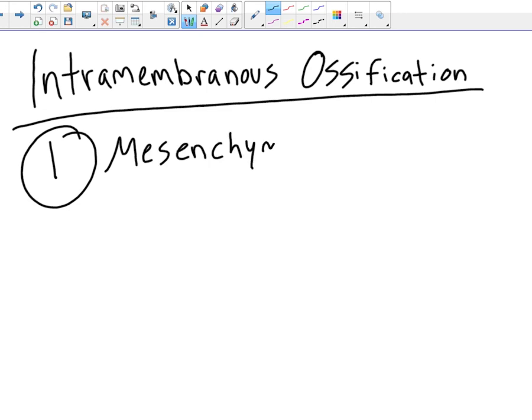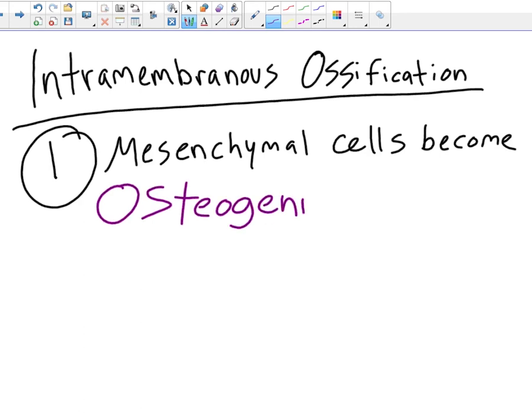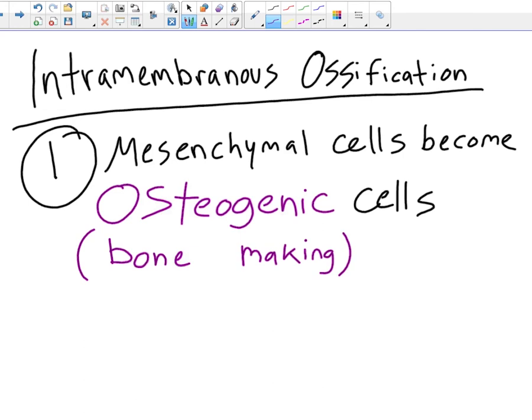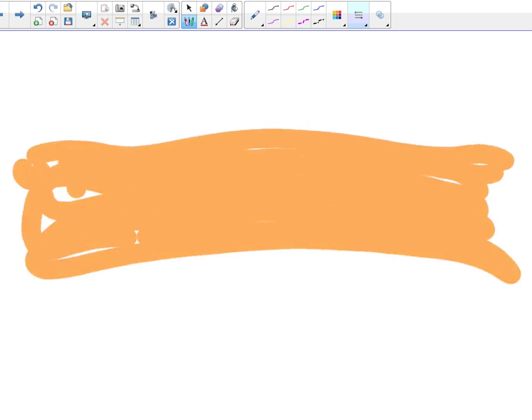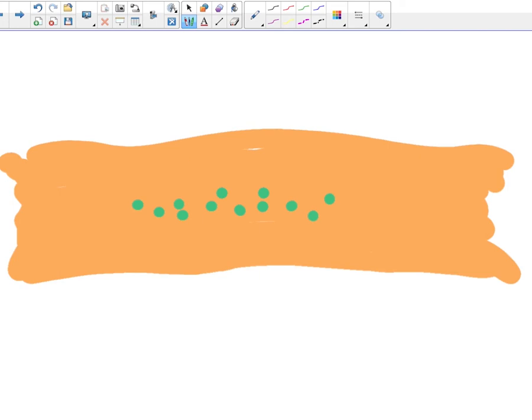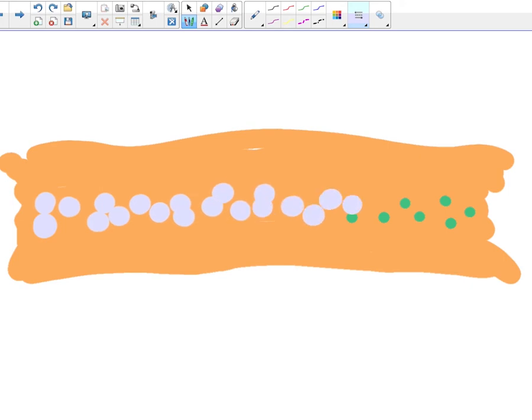Step 1. Mesenchymal cells become osteogenic cells. Osteogenic cells are a fancy name for bone stem cells that help create all of the bone in this process. Here we see the membrane. Mesenchymal cells exist. And then, as they get older, they become the osteogenic cells.